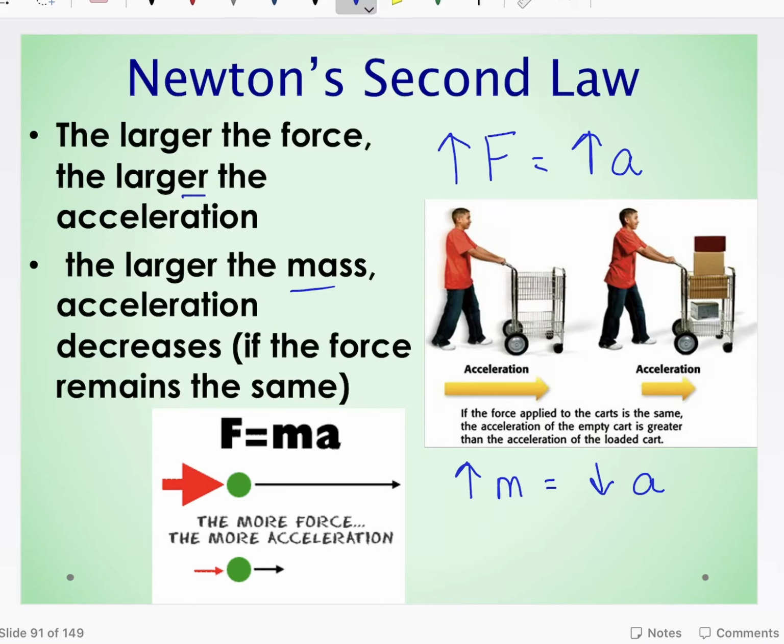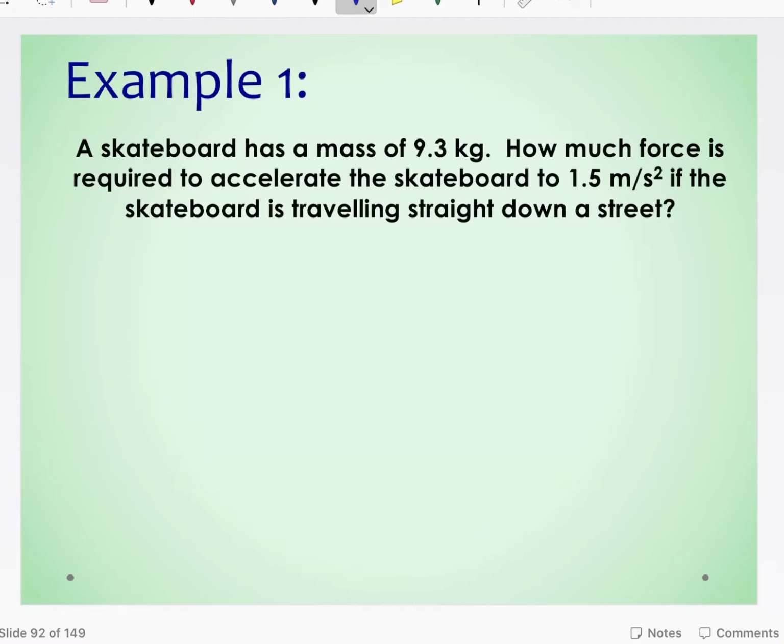Think about trying to throw a basketball and trying to throw a medicine ball, which are those weighted balls, with the same force. The lighter ball is going to accelerate faster than the medicine ball. Those are concepts that relate to Newton's second law. Now, let's talk about how this works in calculation.